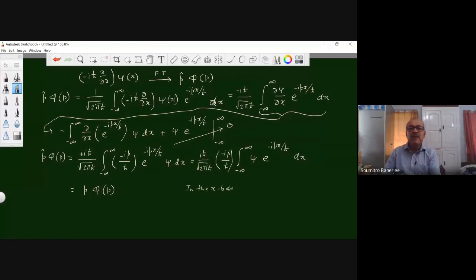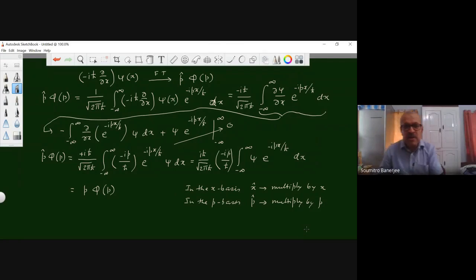So the way in the x domain, x basis, x operator was multiply psi by x. In the p basis, p operator is nothing but multiply by p. Okay, in the problem that I gave in the last tutorial, since this was not told in the class as yet, you could have kept it in terms of the operator p, or in place of the operator p, you could have simply put the p and then solved it.